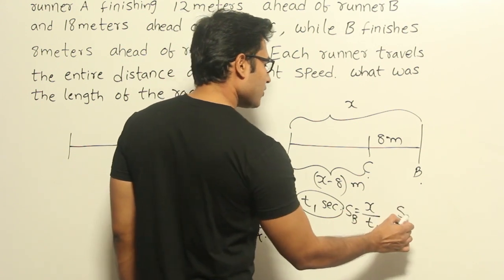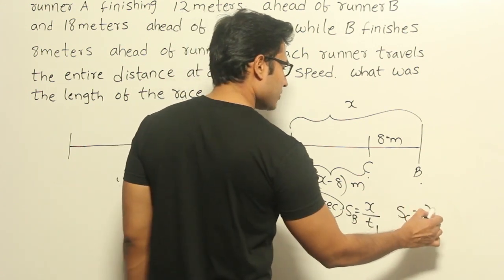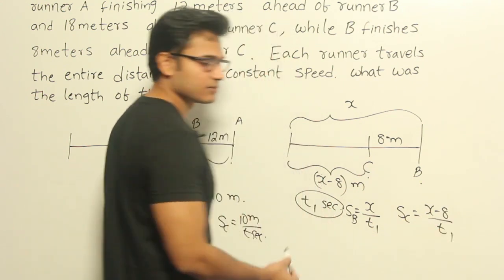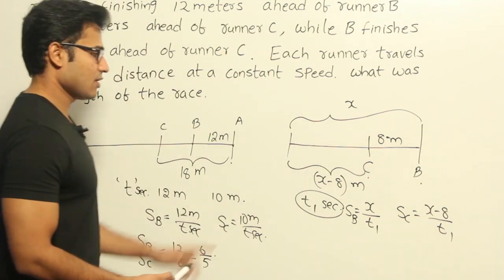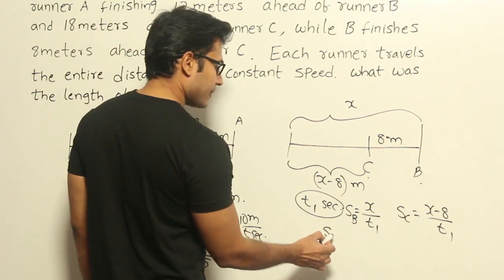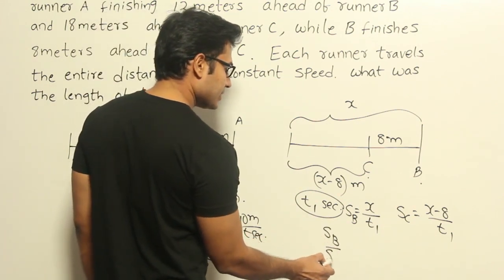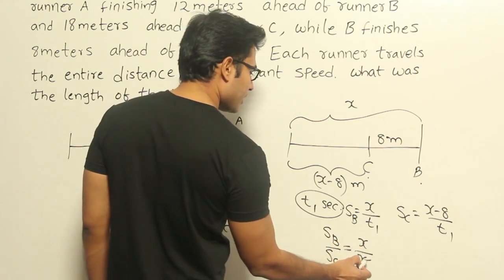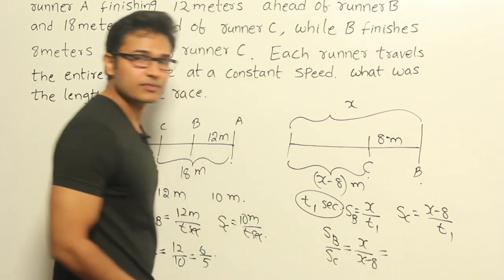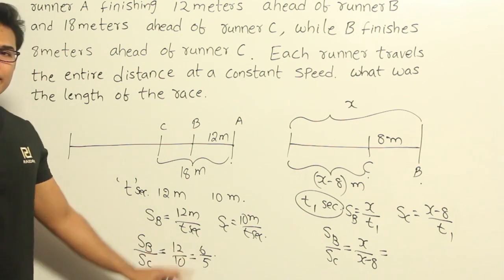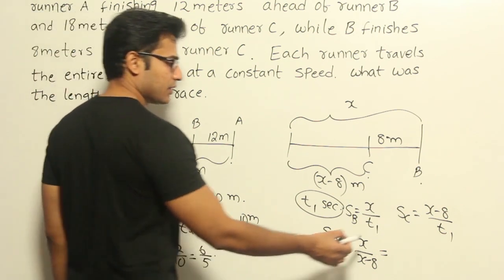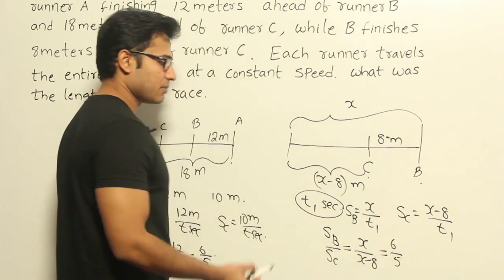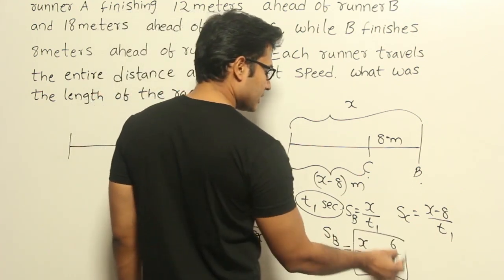And what about speed of C? Speed of C here can be given by (x minus 8) by t1. Getting this? Now I can write SB by SC is equal to x by (x minus 8), that is equal to 6 by 5, which we have already found out, right? 6 by 5. Now we just apply the cross multiplication in this one.